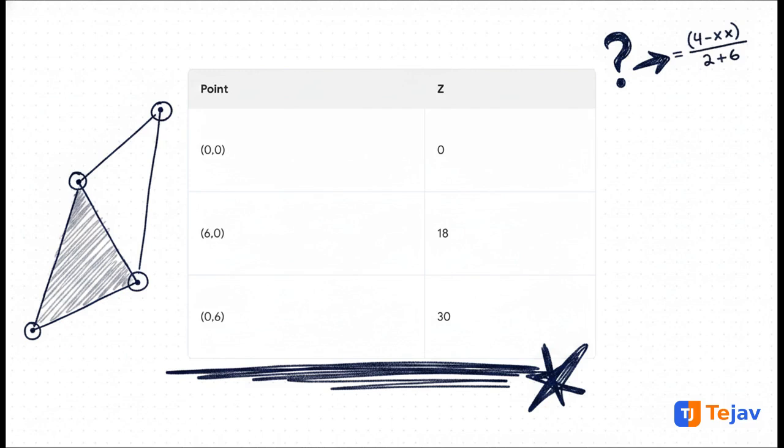We plug them into the Z formula and look at the results: 0, 18, and 30. It takes the guesswork completely out of the equation. The corner point at (0, 0) definitively wins the minimization game with a value of 0.